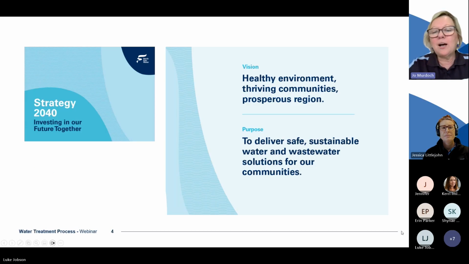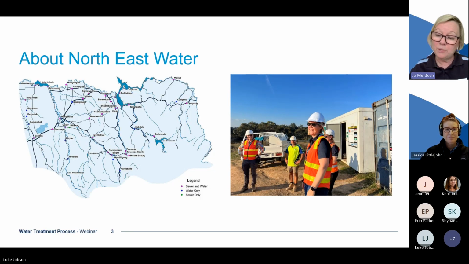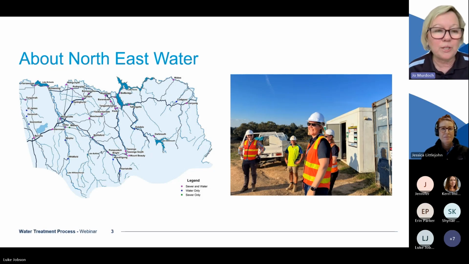Before we go on to that slide, I did want to mention that we are committed to using 100% renewable energy from 2025 and net zero emissions by 2035. Another fun fact, we survey about 2,000 customers a year in an independent survey, and from this we know that customer satisfaction for North East Water services is around about 94%.